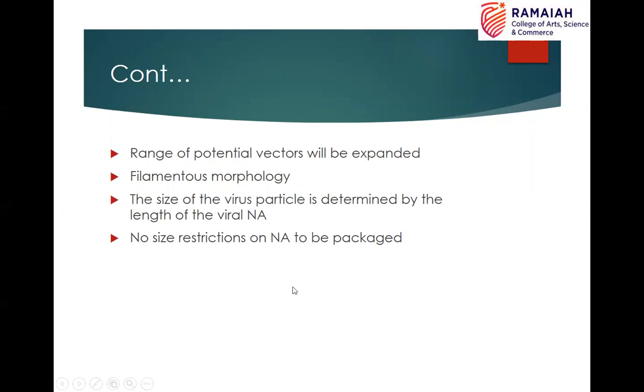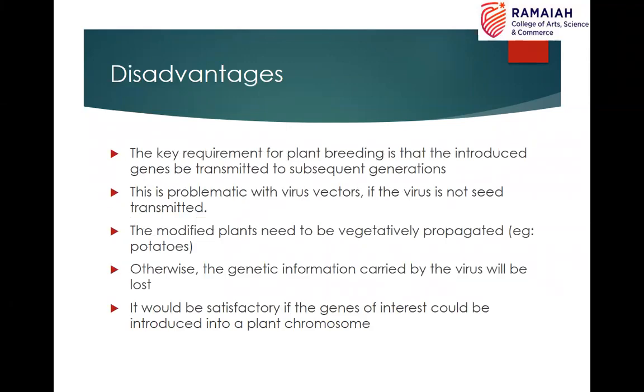So these are all the good properties of these RNA containing viruses by which you can use them as cloning vectors if you are able to make a cDNA copy out of the RNA before manipulation. What are the disadvantages of using these plant viruses as vectors?